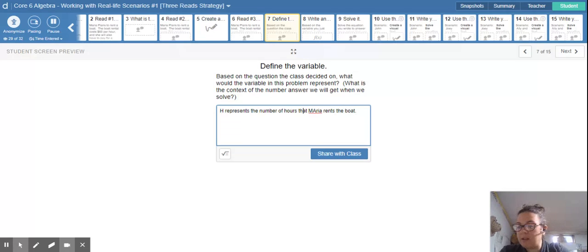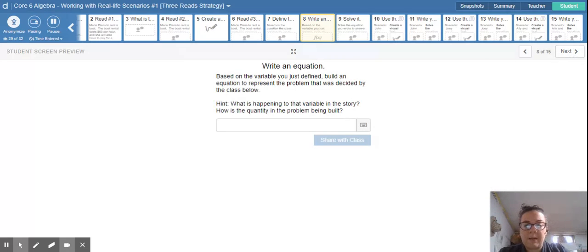So you're picking a letter, and then you're also saying, what does that letter mean? Like, what quantity is it going to represent? Is it going to represent the amount of what, or the number of what? So it's always a number or an amount of something, because your variable will be equal to some number. So you're defining your variable. And then from here, we're going to use this H, and we're going to actually make an equation to match the situation.